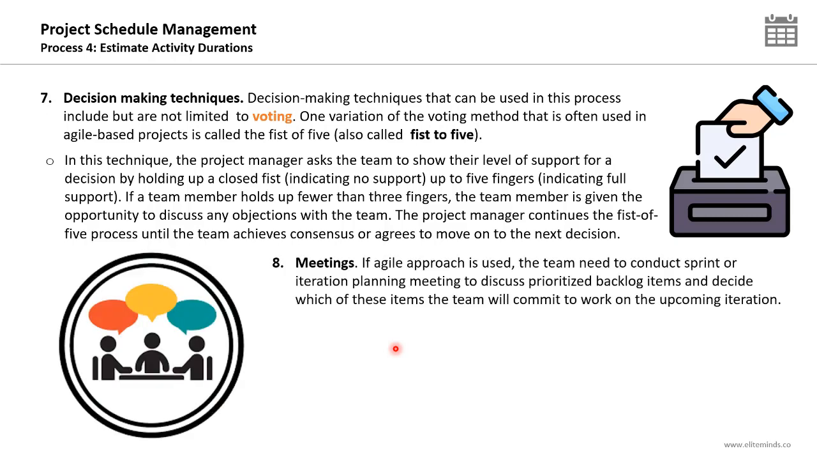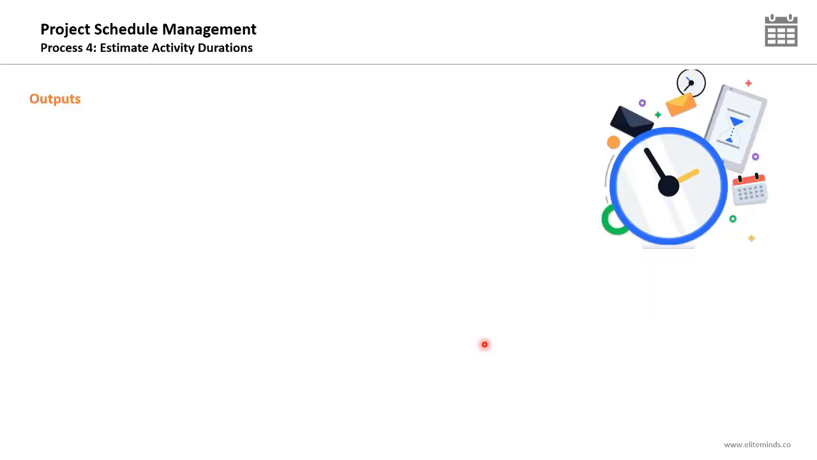The last tool of this process will be the meetings. If an Agile approach is used, the team needs to conduct sprint or iteration planning. A sprint or iteration planning is a meeting we conduct before the start of each iteration to discuss the items in the prioritized backlog. The backlog is the document or the artifact where all the user stories, all the project requirements are documented, and decide which items the team will commit to work on in the upcoming iteration. So we can use the iteration planning meeting in an Agile development approach in order to plan and determine the duration required for each activity.